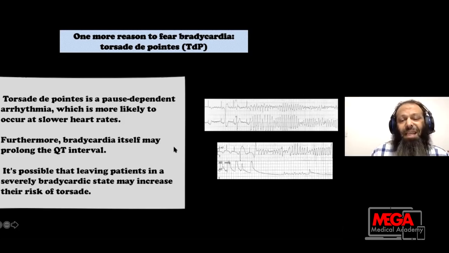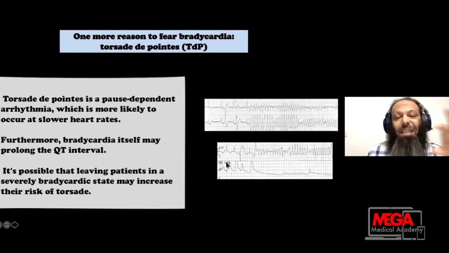Furthermore, the bradycardia itself, as we mentioned, also prolongs the QTc. It is possible that leaving a patient in severe bradycardia may increase the risk of Torsade after that. So you should correct it as soon as possible, especially if the bradycardia is progressive or severe.